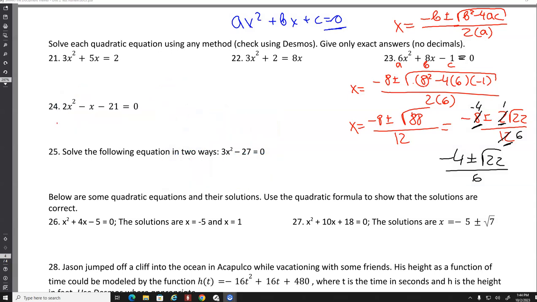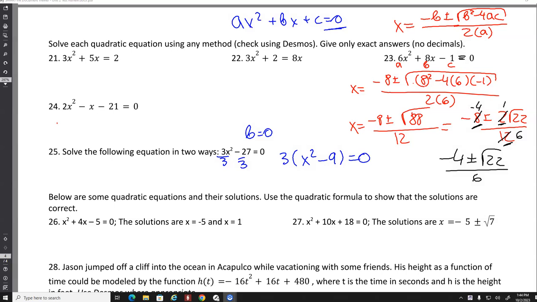All right. So 25, solve the following. So again, it's missing b, so I can use the square root method. Well, I cannot square root 3 or 27. So the first thing I'm going to do is think about it. What can I take out? What could be my greatest common factor? So I can take out 3 in both to make it easier. So 3 comes out. I have left x squared minus 9 equals 0.